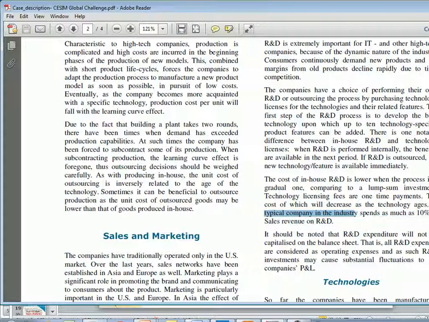A typical company in the industry spends as much as 10% of sales revenue in R&D. So when you do your decisions, when you try to figure out how much to spend on R&D, keep that in mind, 10%. When you are developing your winning strategy, you have to say, I have to spend money in R&D. How much? Up to 10% of your sales revenue. So don't just pick any number out of the hat. Base it on your sales revenue.